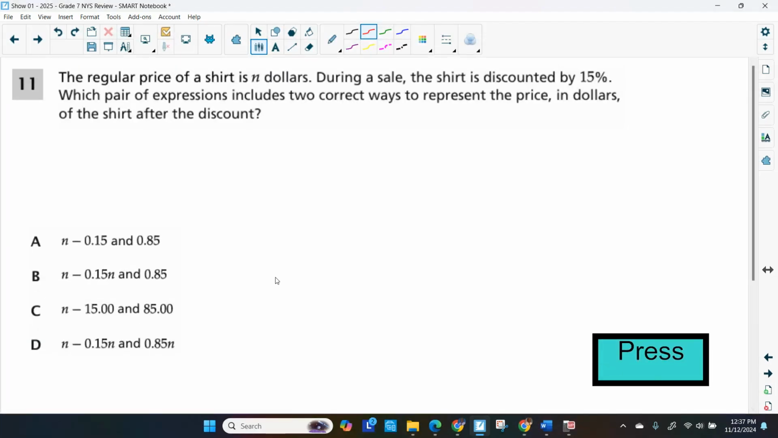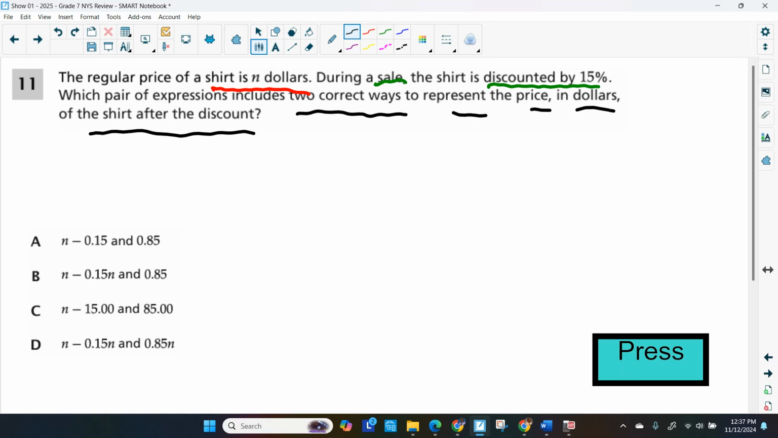Here's question number 11. The regular price of a shirt is N dollars. That's funny, they didn't give us the cost of the shirt. During a sale means there's going to be a discount, and it says it right there. It is discounted by 15%. Which pair of expressions includes two correct ways to represent the price in dollars of the shirt after the discount?